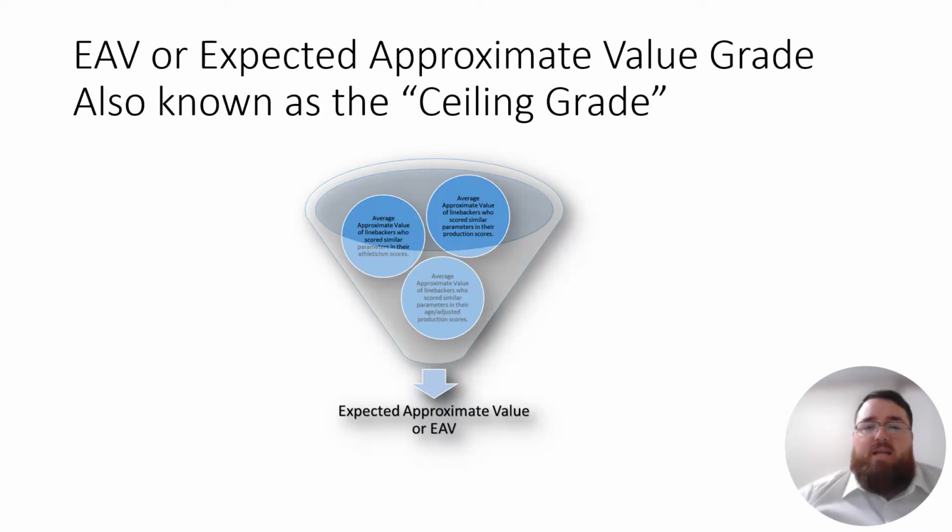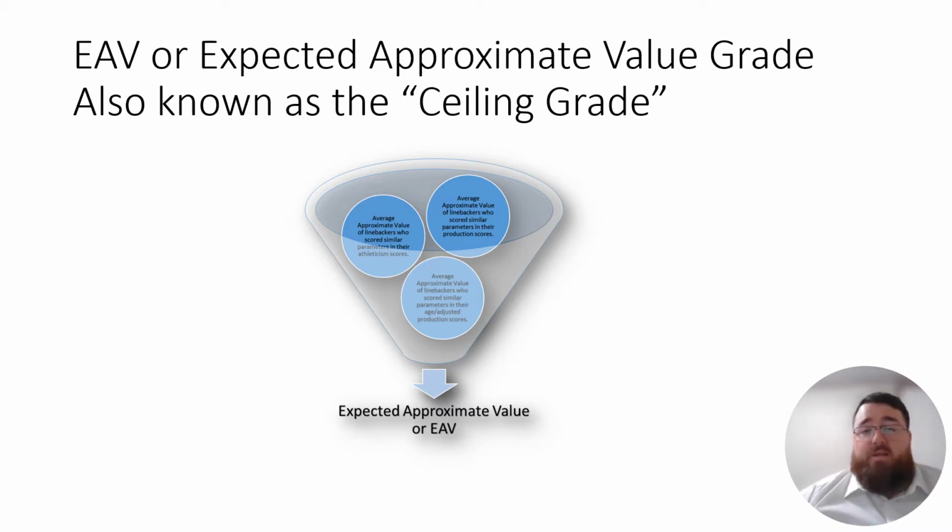We're also going to look at EAV, or expected approximate value grade, also known as a ceiling grade, which is essentially their data grade. So it takes a look at their production, athleticism, physical metrics, whatever relevant statistical data there is for that prospect, and boils it down into one number to determine what the average AV, or approximate value, that prospect is based on all of his statistical data. In other words, the players who tested well in numbers that correlated more scored better versus players who correlated less who scored worse, essentially is what that metric is.